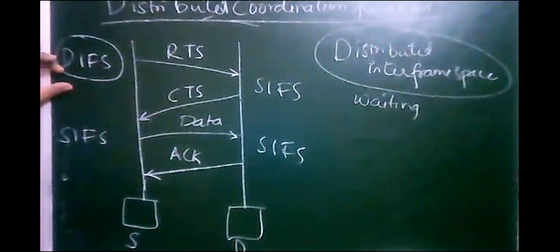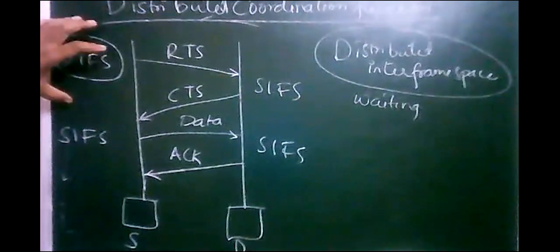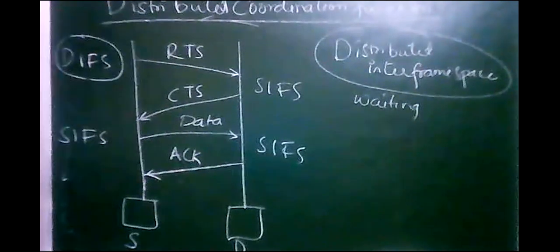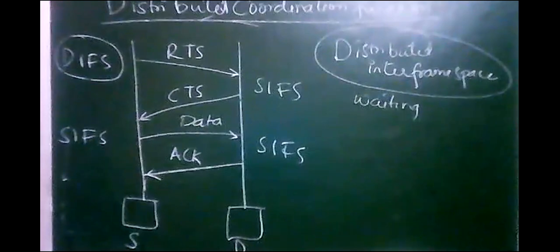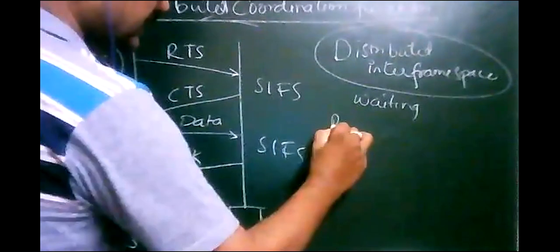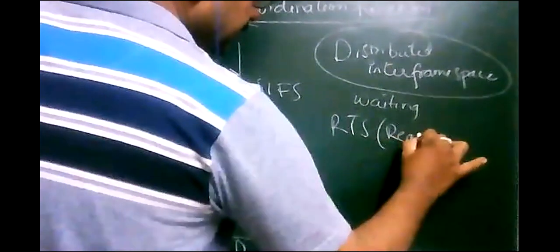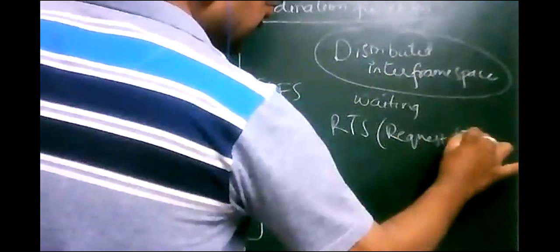DIFS is one kind of interframe space, that is the time. After that, it will check. It will wait for DIFS. Then the station sends a control frame called the request to send, RTS. So what is this RTS? It is nothing but request to send.